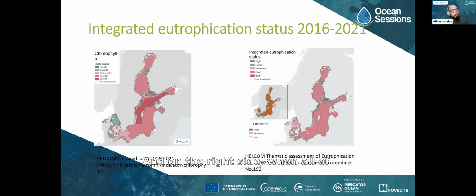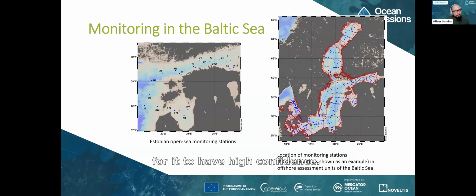And on the right side, when all of these reports are done for individual indicators, they make this integrated eutrophication status where you can see the overall condition of each basin. As you can see, this is done for each assessment unit, and for this work we concentrated on the open sea areas. Along with these, you also have the confidence level on how confident they are in these results. And as I mentioned before, you need long-term and systematic measurements for it to have high confidence.